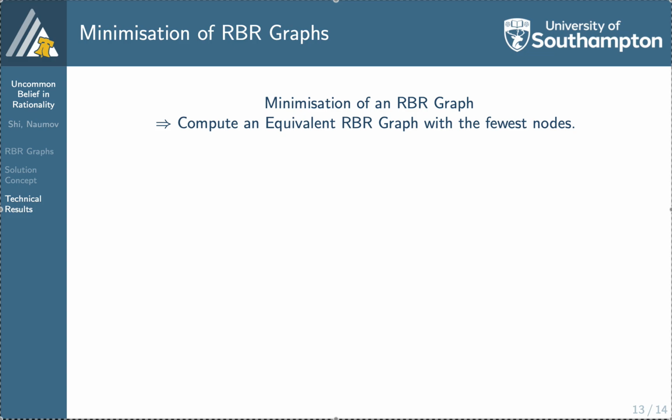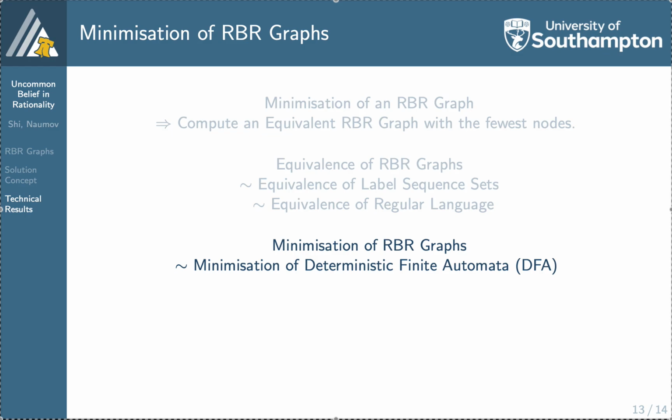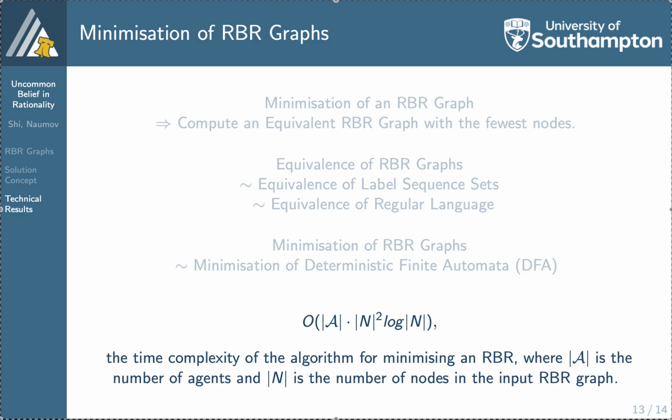We also work on the minimization of RBR graphs, that is, to compute an equivalent RBR graph with the fewest nodes. Our theorem shows that the equivalence of RBR graphs is, in essence, the equivalence of some sets of label sequences, the latter of which reminds us of the equivalence of regular languages. This shows a similarity between the minimization of RBR graphs and the DFA. Following this intuition, we design an algorithm that minimizes any input RBR graph whose time complexity is O(A times n squared log n), where A is the number of agents and n is the number of nodes in the input RBR graph.